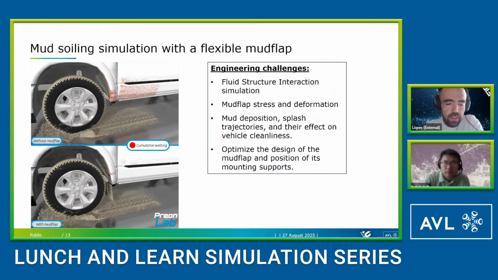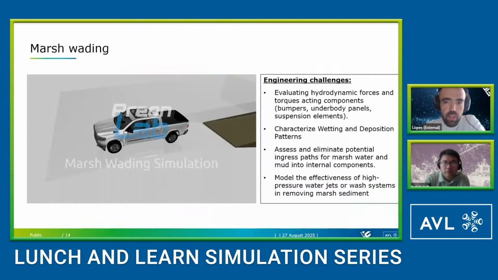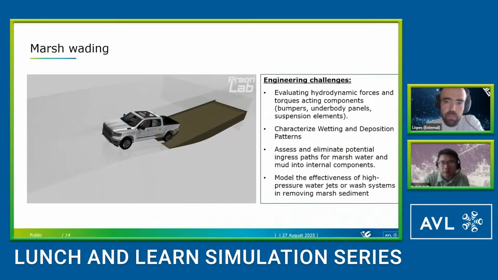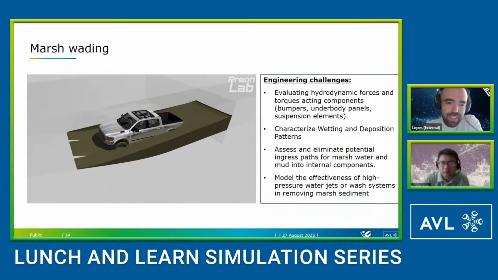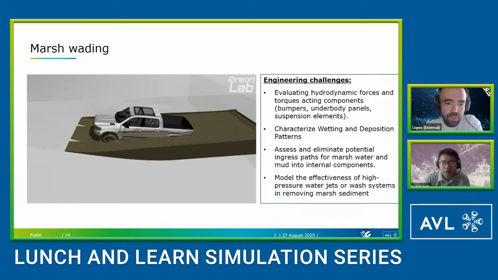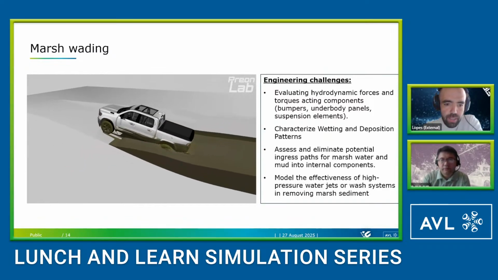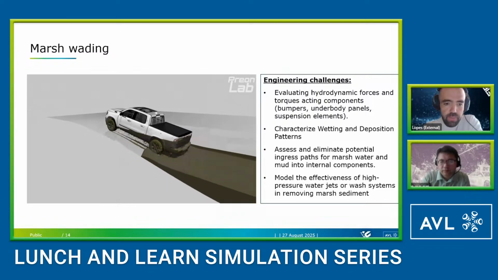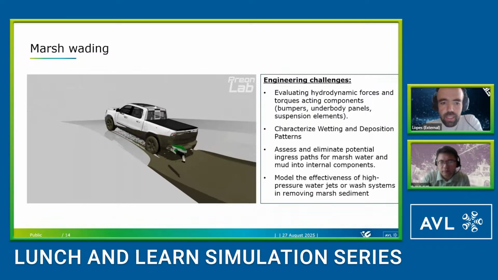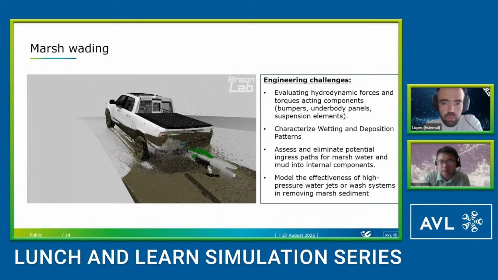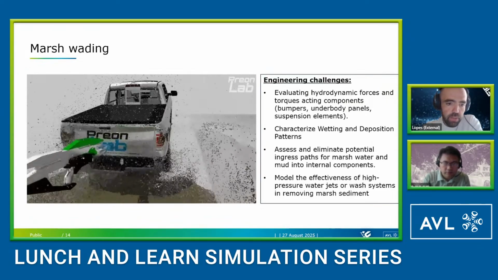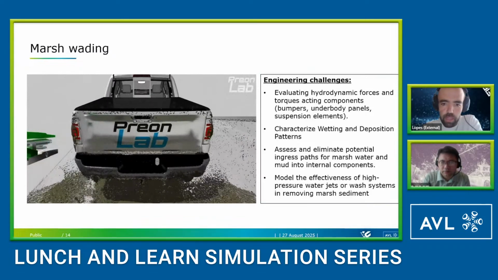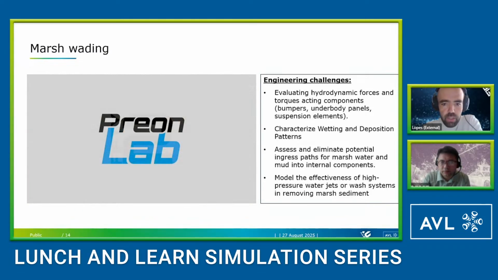Next one is something similar to mud. It's called marsh, which is a slightly different fluid, probably with a bit more vegetation included. And this is a wading simulation. Here we have a truck that goes into this pool of marsh. The goal in a wading simulation is to evaluate the hydrodynamic forces on the components of the car, usually the underbody panels and some elements of the suspension.